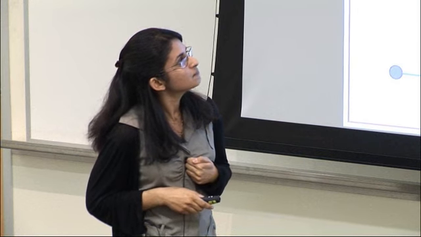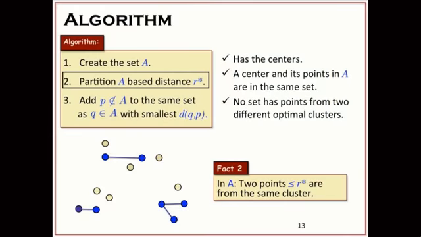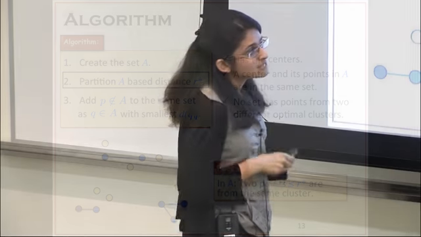That's because all the centers were in A, and the distance from a center to all of its points is R. So each center and the points in its own cluster are now put in the same partition. So that we know. We also know that, and that's just by the definition of the radius. We also know that no set has 2 points from 2 different clusters. Why is that? That's by fact 2.